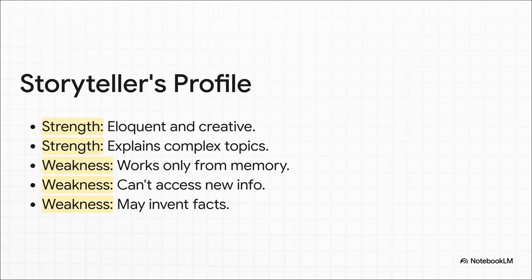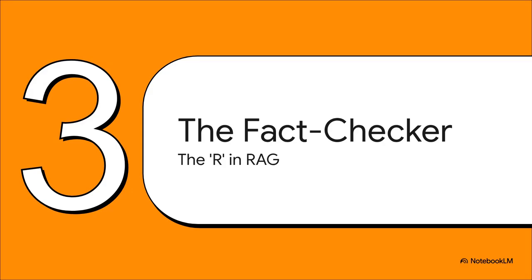Okay, so this storyteller is amazing, right? Super creative, sounds great, but it has this one huge weakness. It's a closed book. It only works from memory. It can't look anything up. So when it hits a topic it doesn't really know, it doesn't say, I don't know. Nope, it just invents stuff. And boom, that's your hallucination problem right there. So what do you do with a storyteller who's brilliant, but kind of makes stuff up? Well, you give them a fact checker.